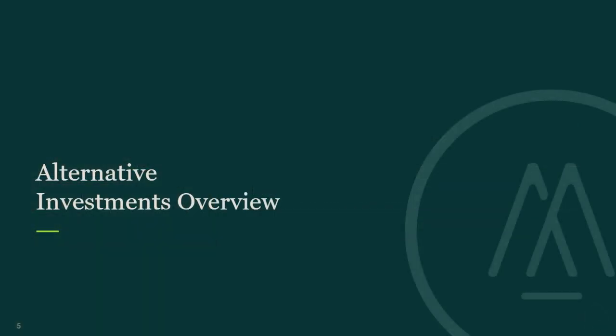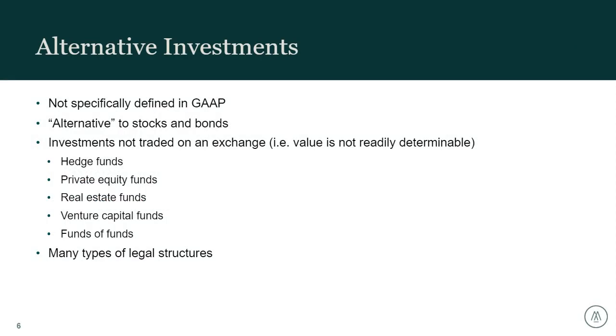Diving in first and foremost, what are alternative investments? Fun fact, alternative investments is such a widely used term, but it's not actually specifically defined in U.S. GAAP. So for purposes of this presentation, we're essentially referencing all investments that are alternative to stocks and bonds, which are actively traded securities. So alternative investments, therefore, are more difficult to value, typically with no readily determinable fair value. We could truthfully go on and on about different types of alternative investments, as well as different types of legal structures governing these investments, but high level, included a few on the slide deck here.